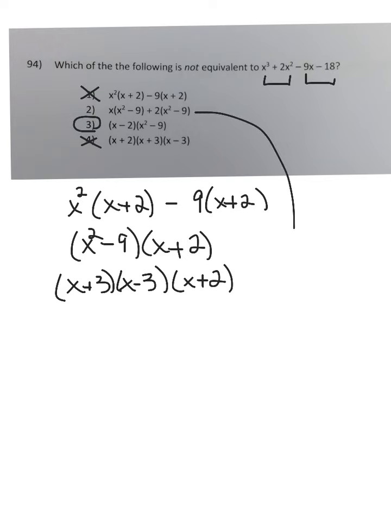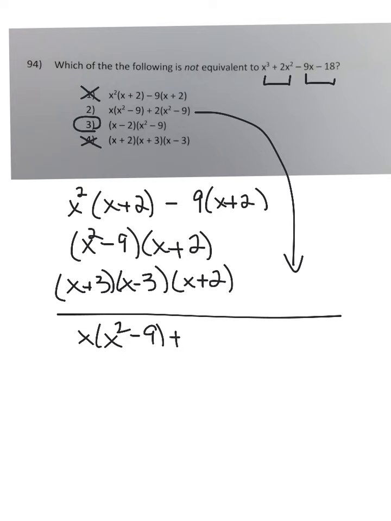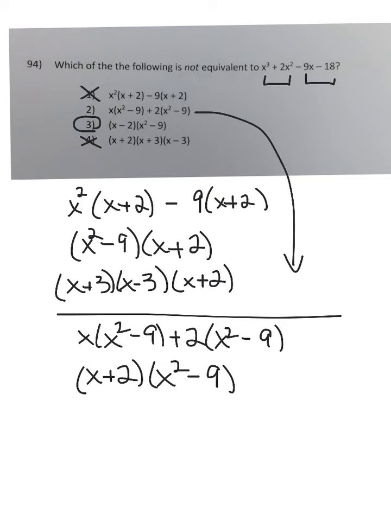Okay, so choice 2, if we look at that, okay, so I've got x times x squared minus 9 plus 2 times x squared minus 9. Okay, you see that these both have the common factor of x squared minus 9. So what I'm going to do then is just bring the x plus 2 as the 2 GCFs in one set of parentheses, and then that common factor goes in here in the second set of parentheses.